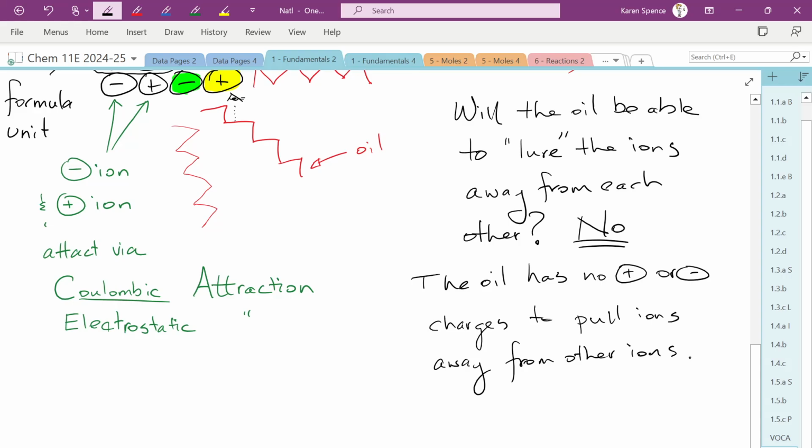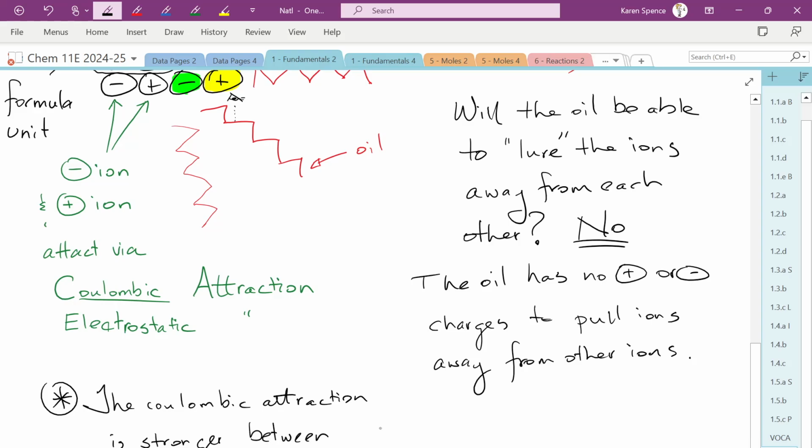Because the coulombic attraction is stronger between the ions than it is between the ions and the oil. What's the difference between the coulombic attraction and the IMF? The coulombic attraction is responsible for all bonds and IMFs, all of them.